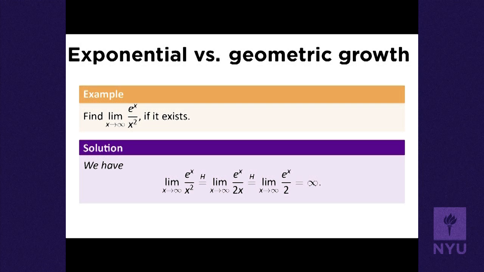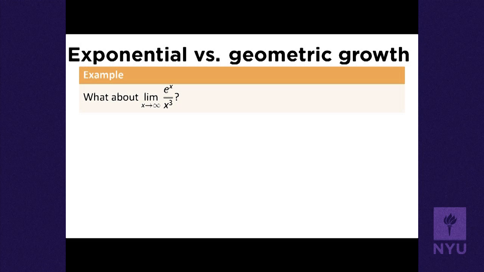So the original limit, the limit as x goes to infinity of e to the x over x squared, is infinity. What that means is that if you have one function which grows exponentially and one function that grows like the square, then that exponential function is going to get bigger faster than the x squared function. If you were to plot these two things, plot e to the x and x squared, both of them go to infinity, but e to the x grows much, much faster.